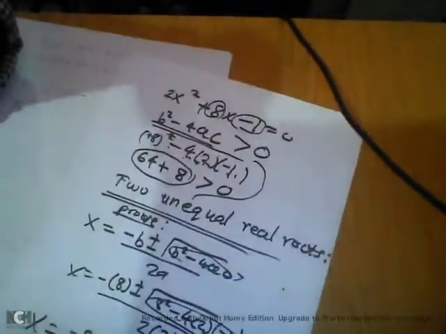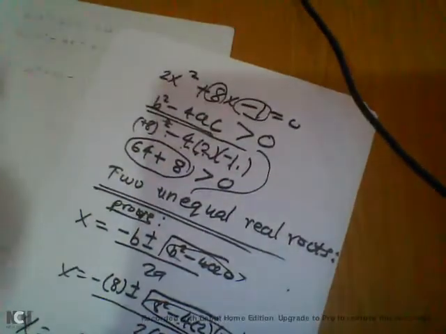We get 2 unequal real roots. Okay, that's it. We can check more examples. That's so funny, but we're done right there. Let's check one more example.